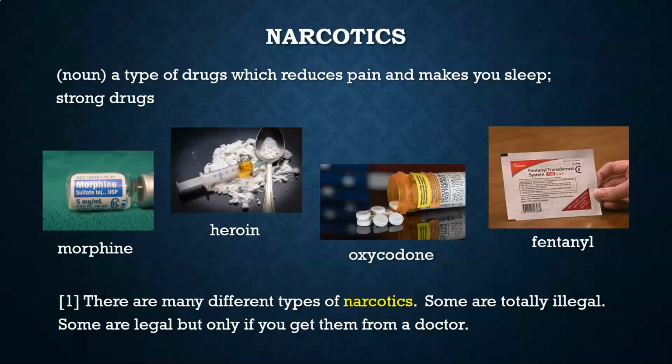So you can see from these examples here, some of these are medicines that people use in hospitals or when people have surgery, but you can only get them from a doctor. You're not allowed to buy them on the street or from a friend. You need a doctor's permission. So there are many different types of narcotics.